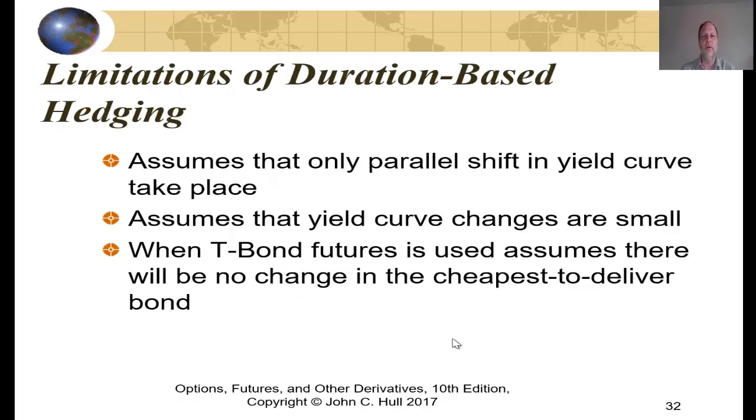There are limits of duration-based hedging. One of the biggest problems is it assumes only parallel shifts in the yield curve, and of course yield curves don't just go up and down, they become steeper or flatter. It assumes that the yield curve changes are small, and when a T-bond future is used, assumes there will be no change in the cheapest to deliver bond.